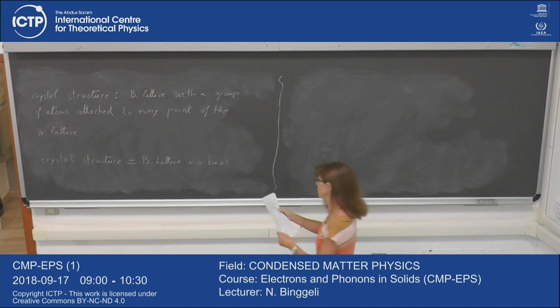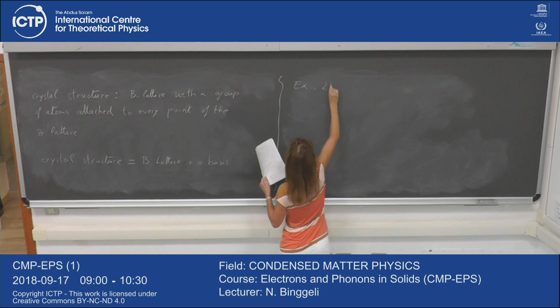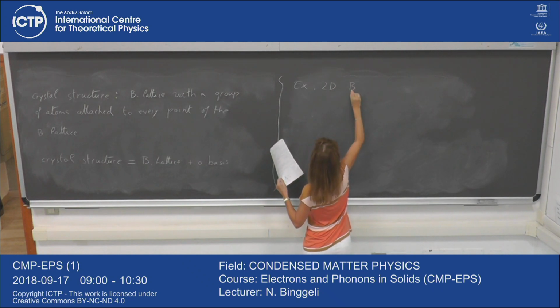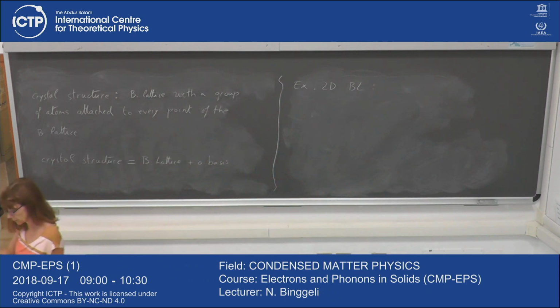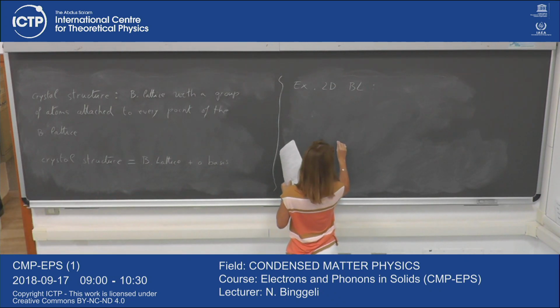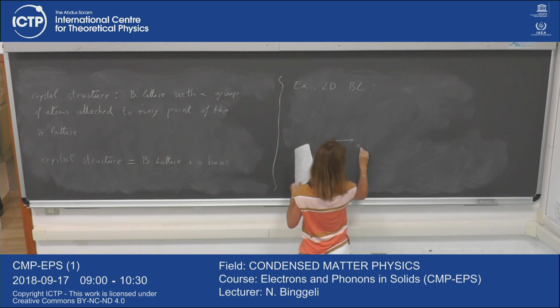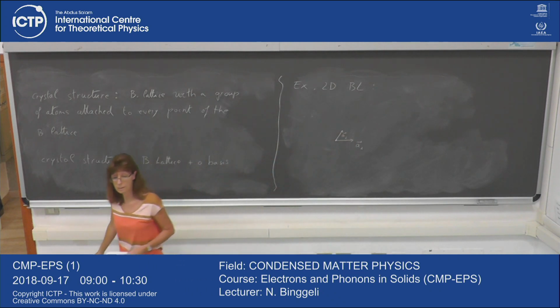Okay, so here is an example of a Bravais lattice in two dimensions. In two dimensions, I just need two vectors that are not parallel, a1 and a2, as primitive vectors. So this is a1, and this is a2. So I have two vectors.